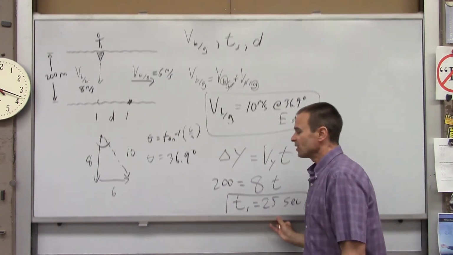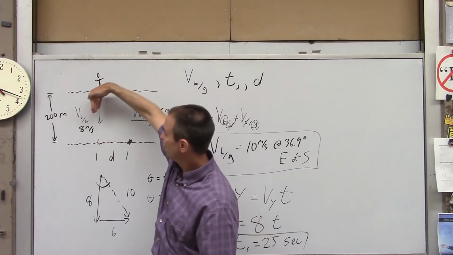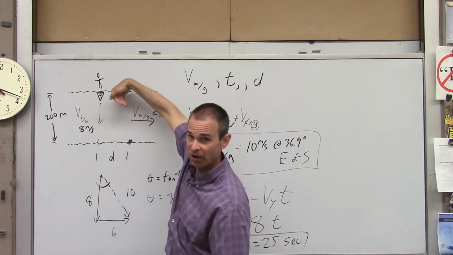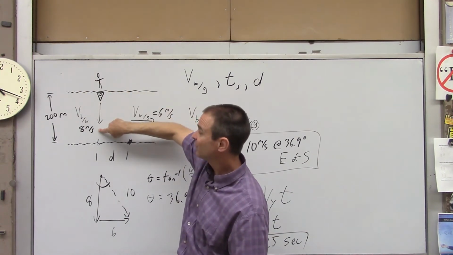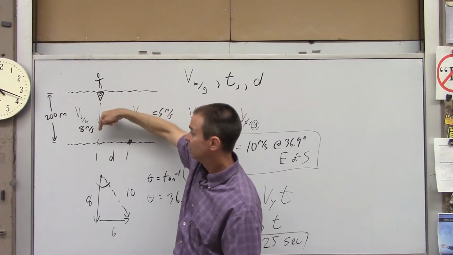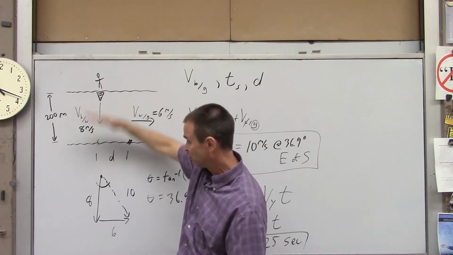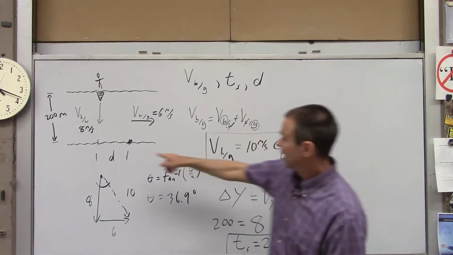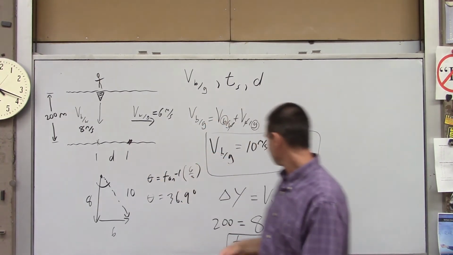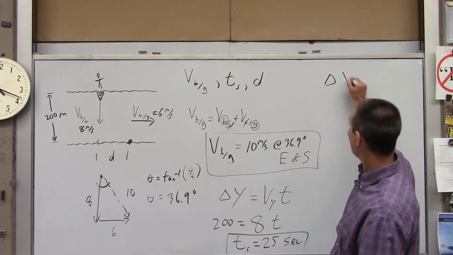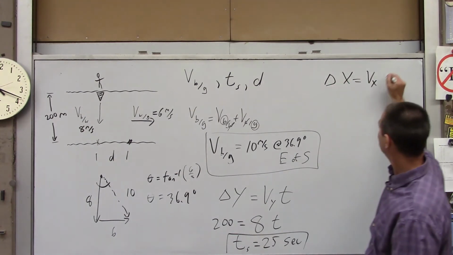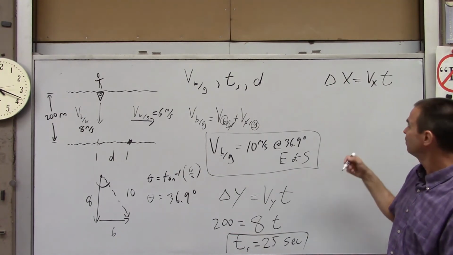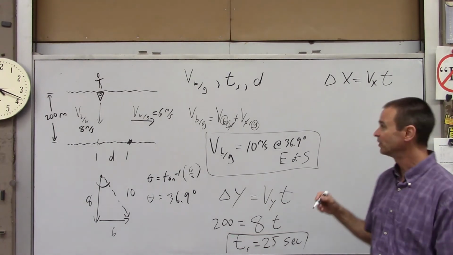So if he were to point his boat west or east at all, then he has less than 8 meters per second of a velocity due south, and it'll take him longer to hit the other shore. Now, how far downstream does he end up? Where does he end up over here? Well, now you're going to use delta x equals vx times time. In other words, the x and the y velocities are independent of each other.